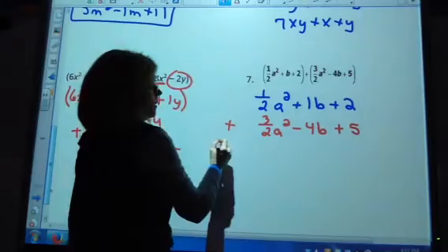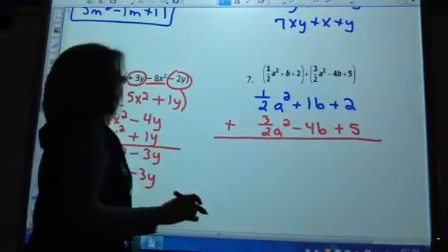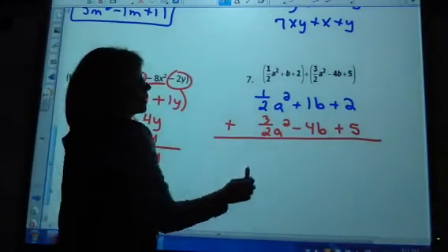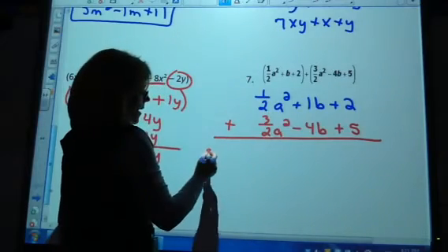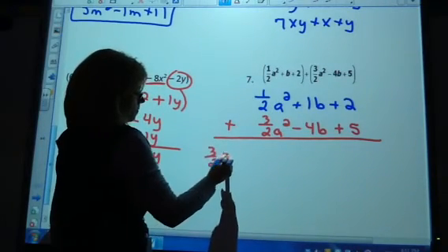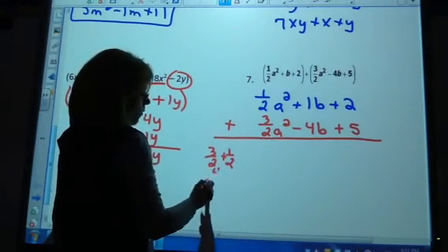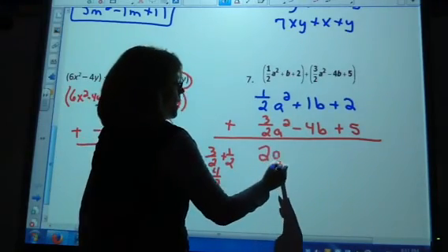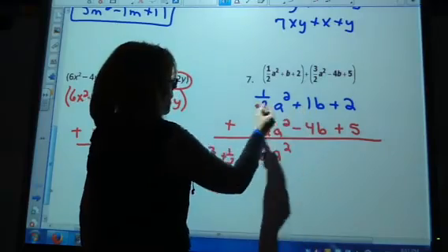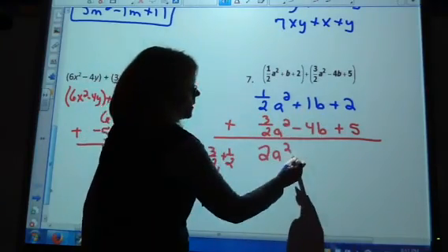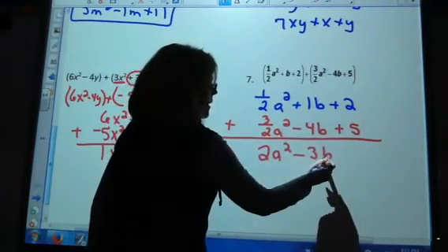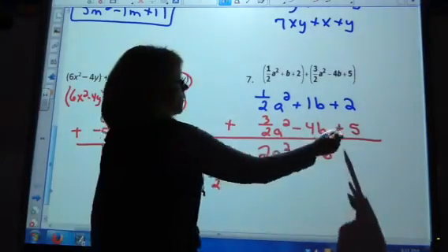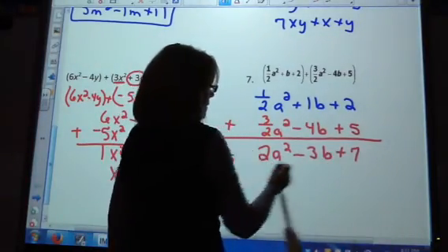And we are adding here. Okay, guys, don't get your calculator on this one. You can do this mentally. What is 1/2 plus 3/2? Well, that's 4/2, which simplifies to 2. So I have 2a squared. What's 1 plus a negative 4? That's negative 3b. And then what's 2 plus 5? Positive 7.